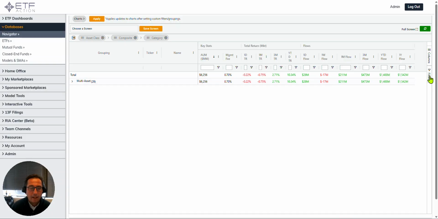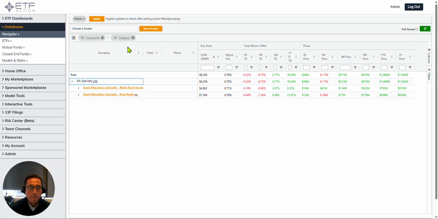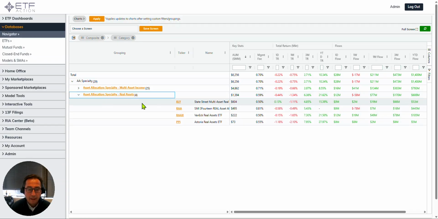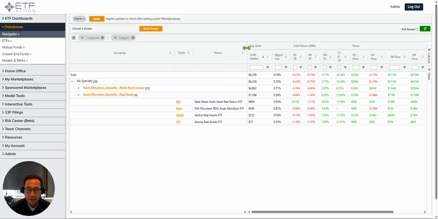So now I've got those set. Let's take a quick look at this. It's a pretty small category. It's 29 funds in total. I'll get rid of asset class. 29 funds in total. The majority of it is in the multi-asset income, 25 funds, 4.8 billion, and then a much smaller amount in this real asset. These four ETFs we look across here have 1.3, a little about 1.4 billion in AUM.